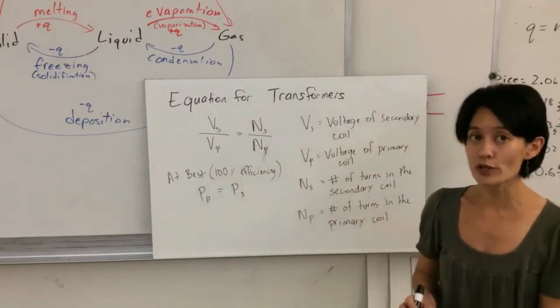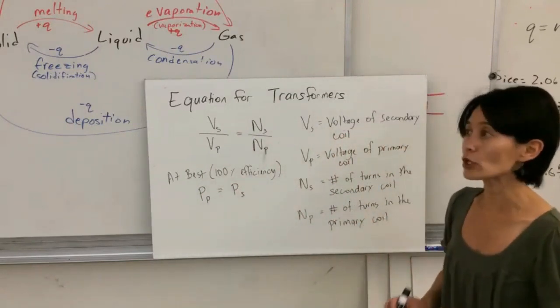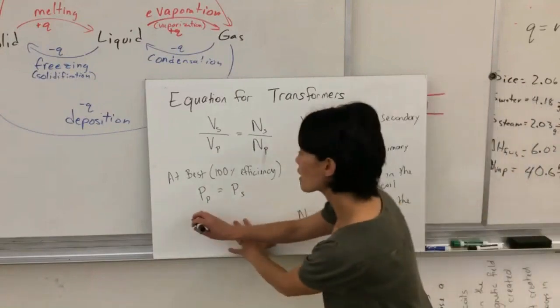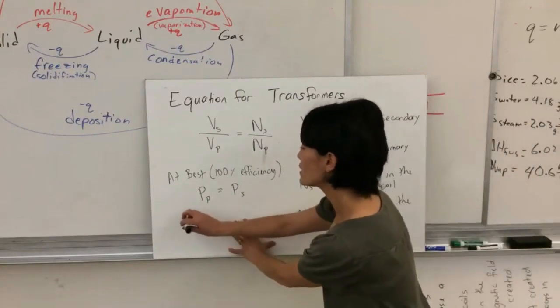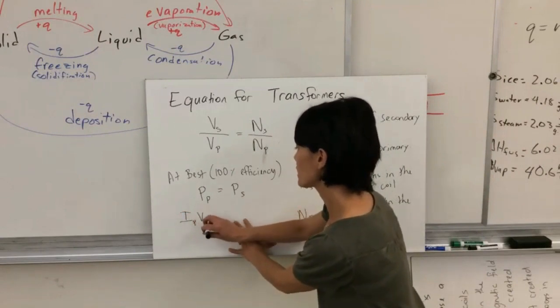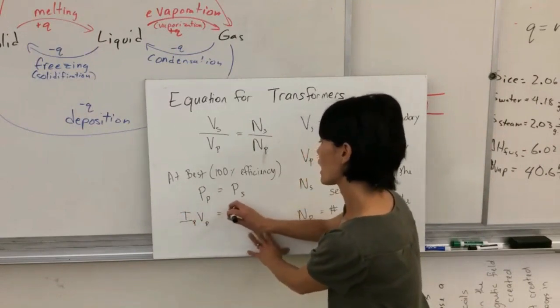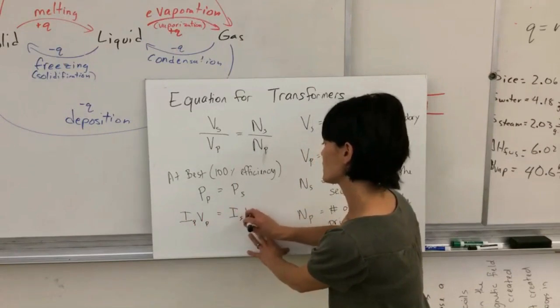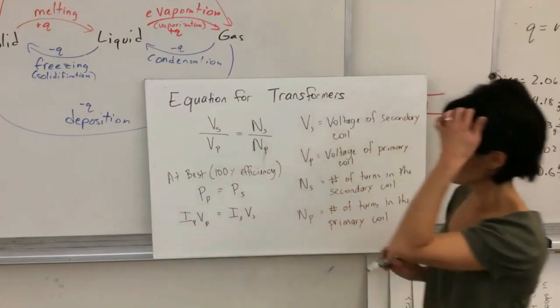And if we think back to our circuits unit and we look at the actual equation for power, power is equal to IV. So that would mean that I primary times V primary should equal I secondary times V secondary.